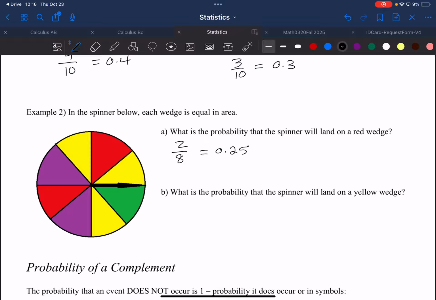Next one, what is the probability that the spinner will land on yellow? How many yellows are there? 3. How many total wedges? 8. 3 divided by 8? 0.375, right? 3 decimal places.